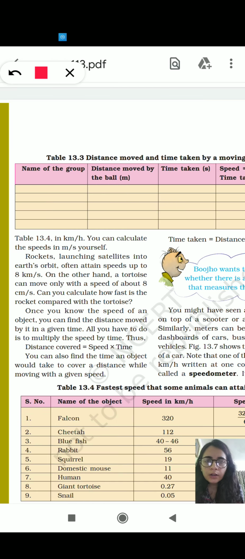Now, rockets launching satellites into Earth orbit often attain speeds up to 8 kilometers per second. That means they cover 8 kilometers in 1 second. So this is such a fast speed. On the other hand, a tortoise can move at a speed of 8 centimeters per second. This is so slow. So you can compare how slow or how fast a particular object is.